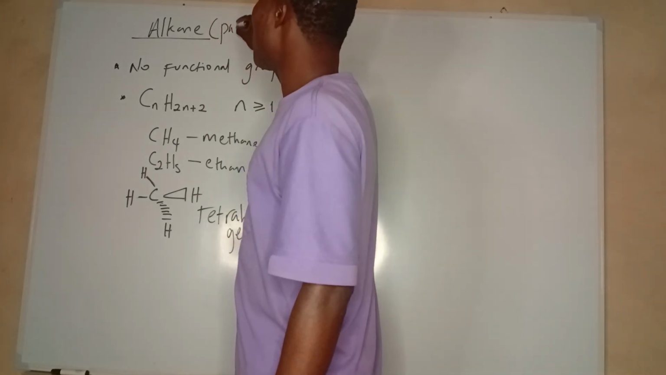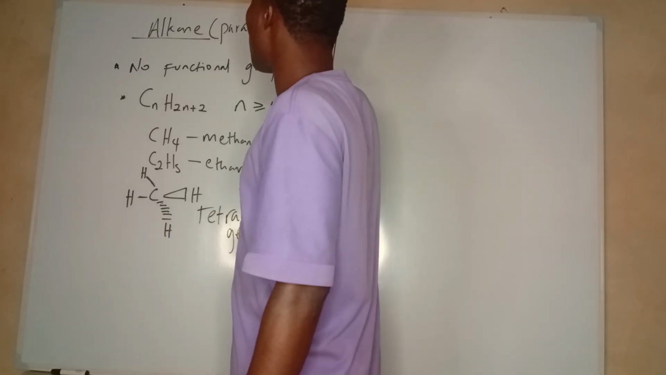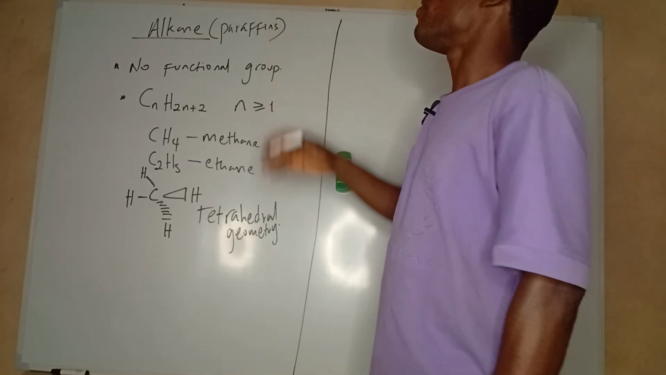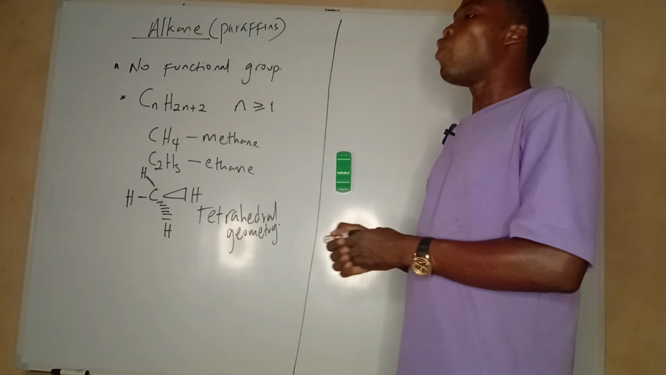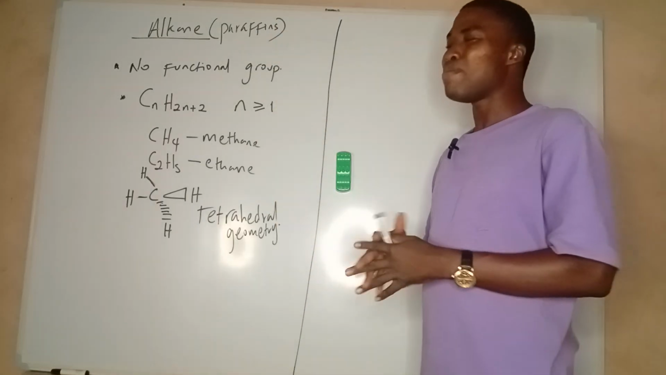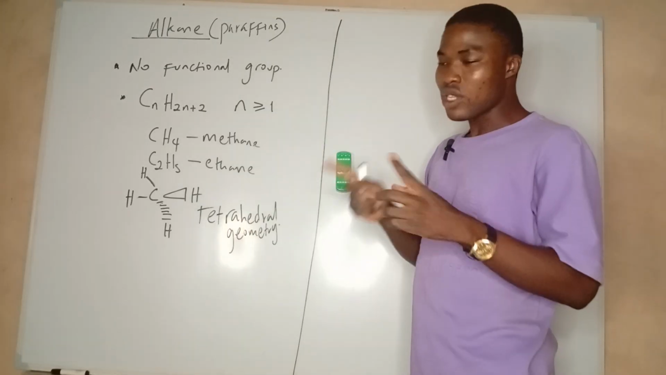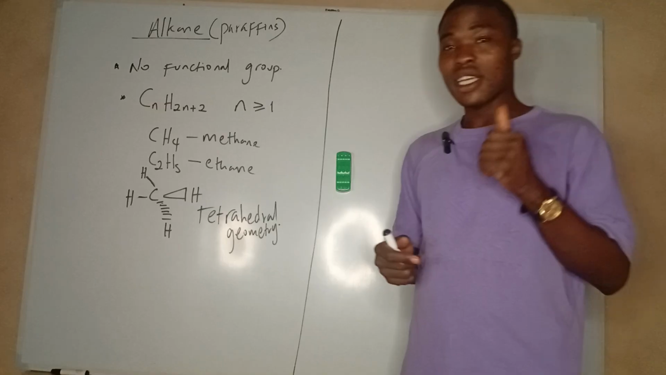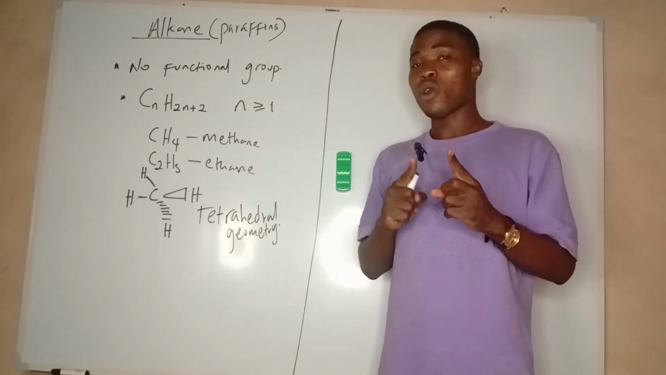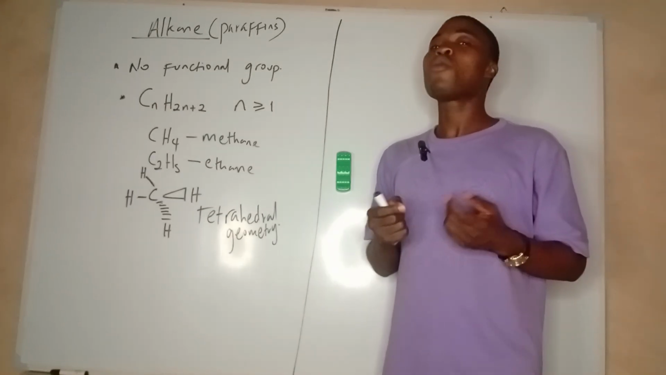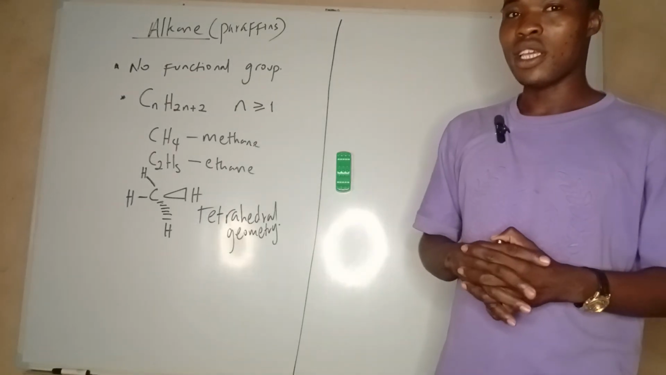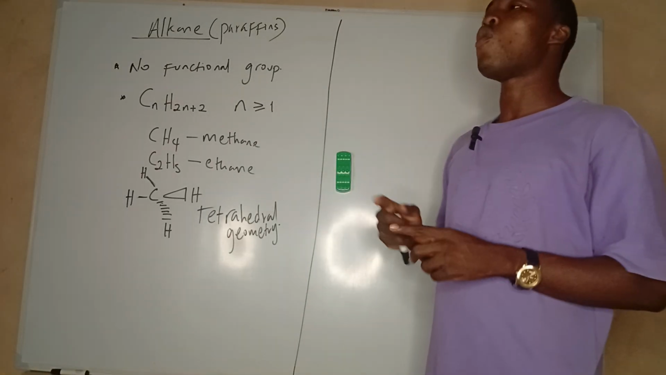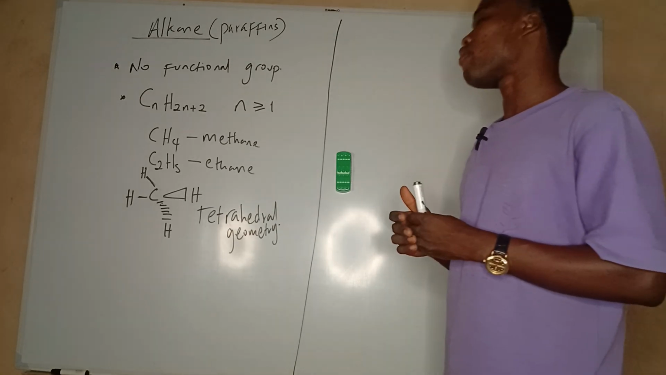The alkanes are also called paraffins. You might want to ask why they are called paraffins. This paraffin term is usually for the aliphatic alkanes. When we say a compound is aliphatic, it means that the compound is not aromatic, and there are rules for aromaticity.